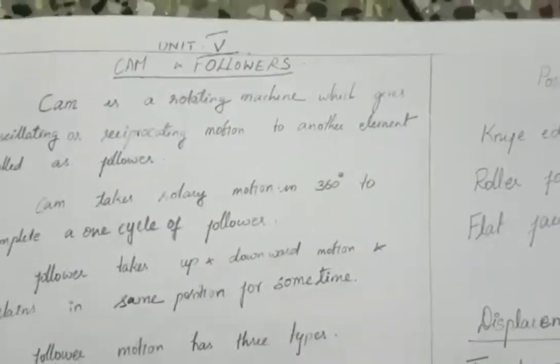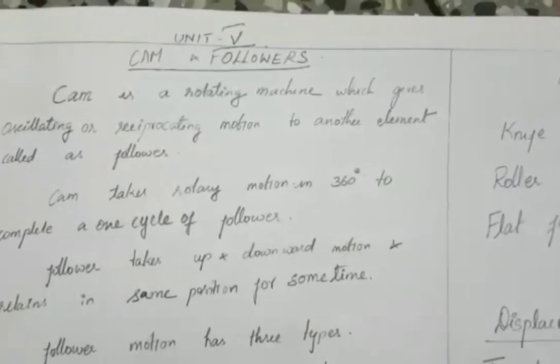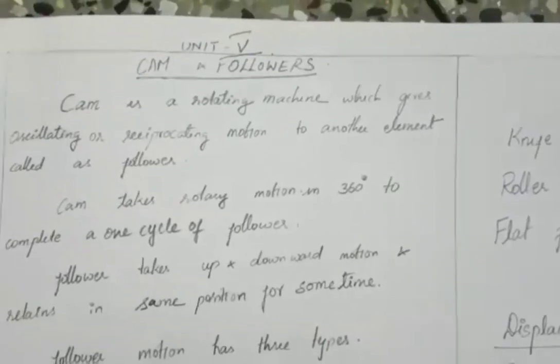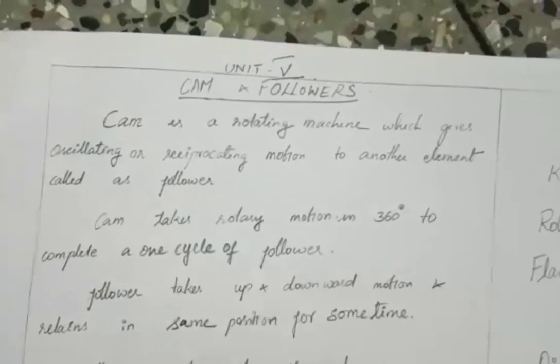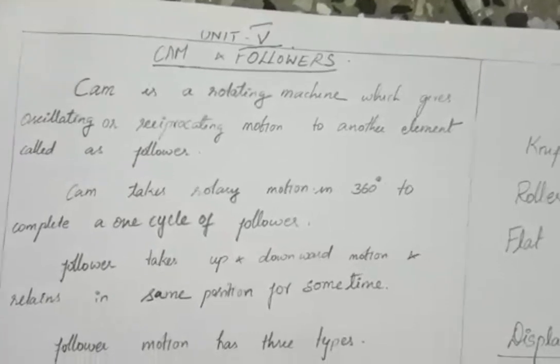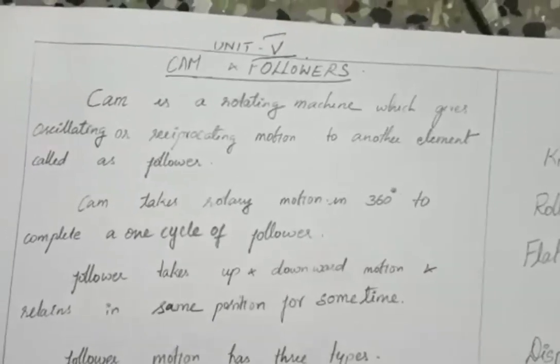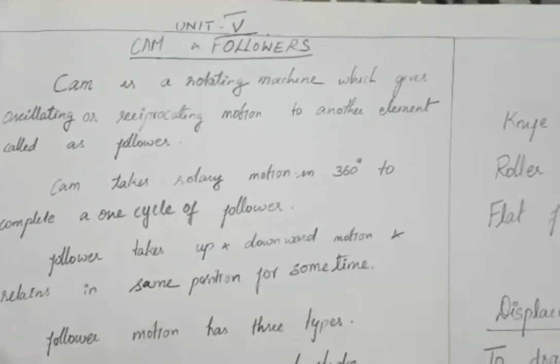The cam takes a rotary motion of 360 degrees to complete one cycle of the follower. The follower has three different positions: upward motion, downward motion, and the same position, or simply the rest position, which is called the dwell position.